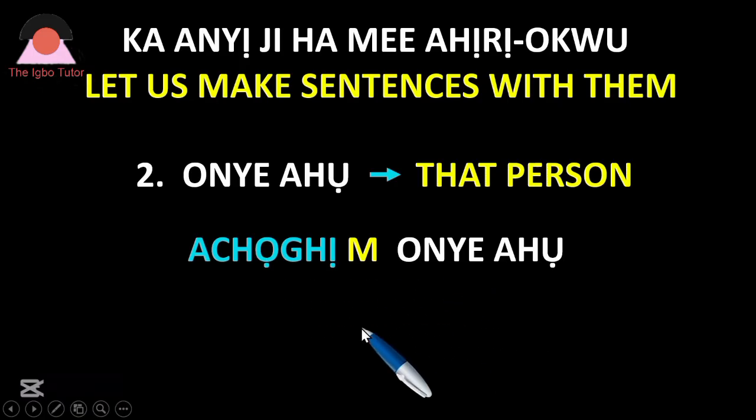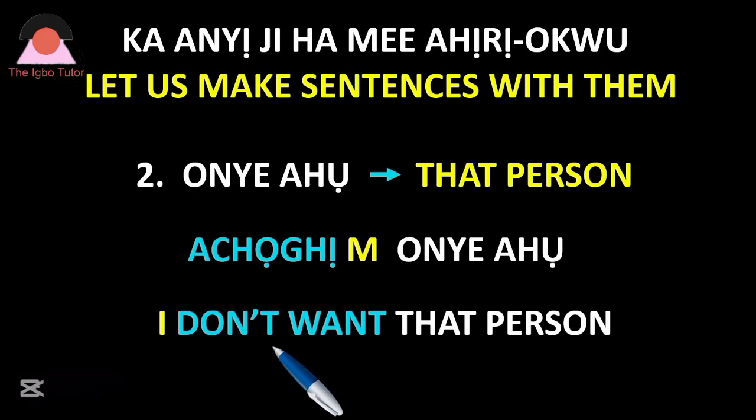If you are used to our channel, you already know that we use colors to differentiate the meaning of each word in a sentence. With that, we equip you with enough knowledge to take those words individually as you know their meaning and make other sentences or other phrases that suit you. So you have a double advantage when you watch our videos. Word meaning, phrase meaning, sentence meanings. So let's go on. Achọghị m onye ahụ.